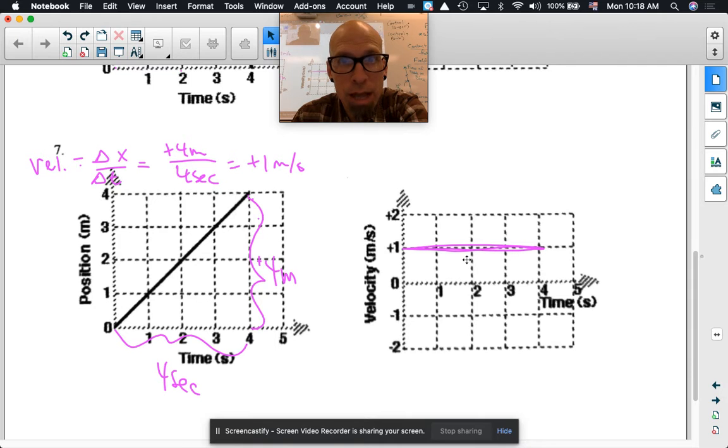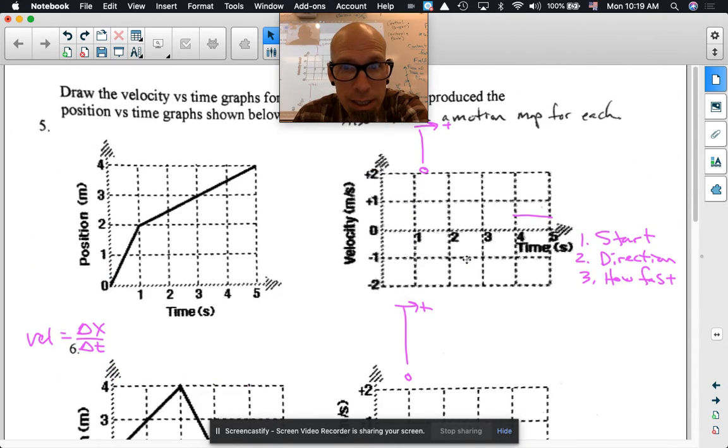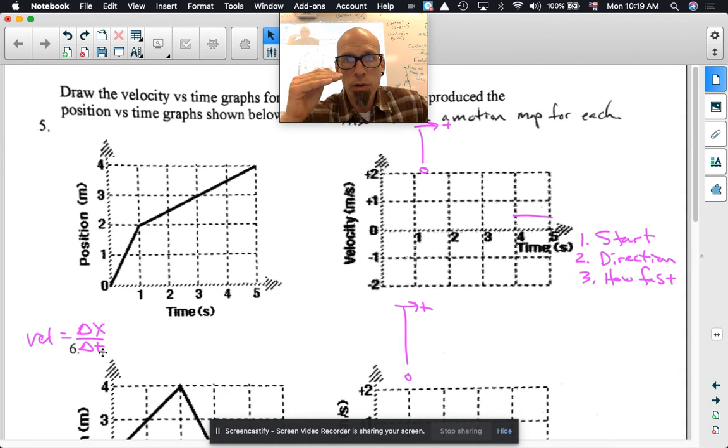Okay. And then you were supposed to take a look at these and do the same thing. Now remember, especially with motion maps, there are the 3 things we were talking about before. Where did it start? What direction is it going? And what can you tell me about the velocity? Those are the 3 things we need to keep in mind. So for the first one here, we are dealing with a rise and a run. We're dealing with velocity being a change in position over a change in time. We have to know both of those.